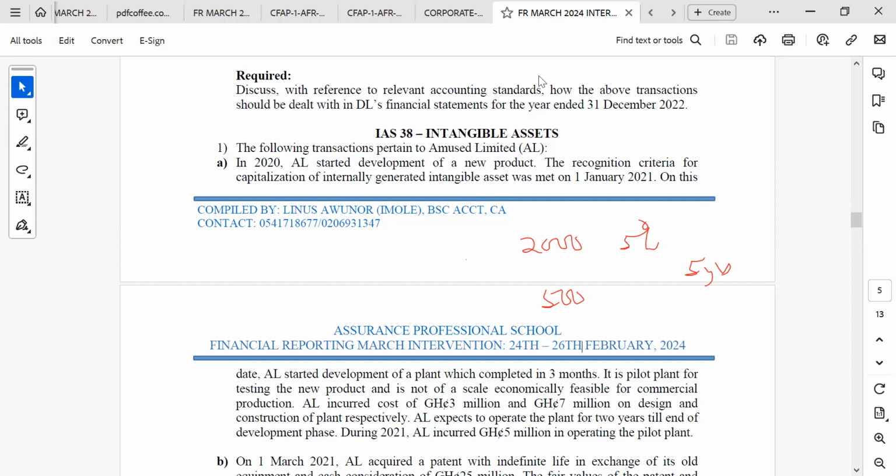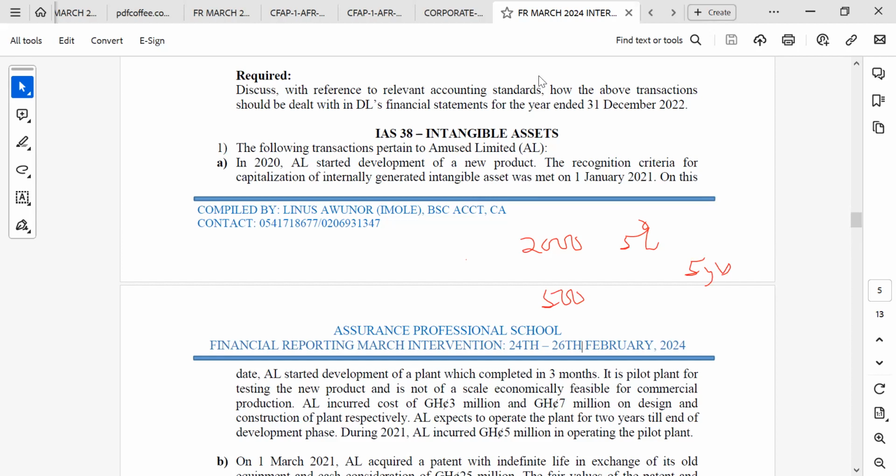The interest would be the amount times the effective interest rate. No, we don't have an effective interest rate, but we know that we are issuing a loan note for 2,000 and the loan note carries an interest of 5%. So what will be the 5% interest that you'll be paying on the loan every year?